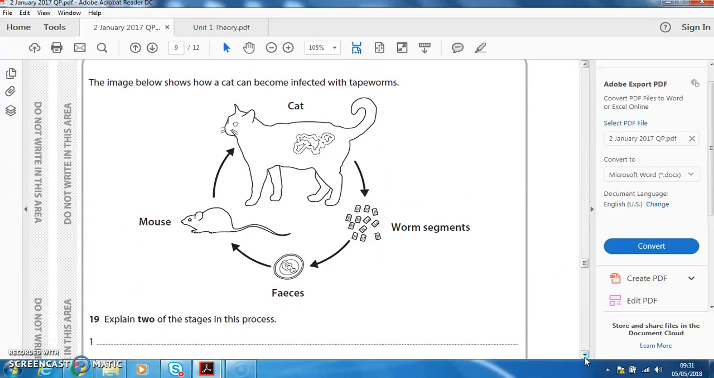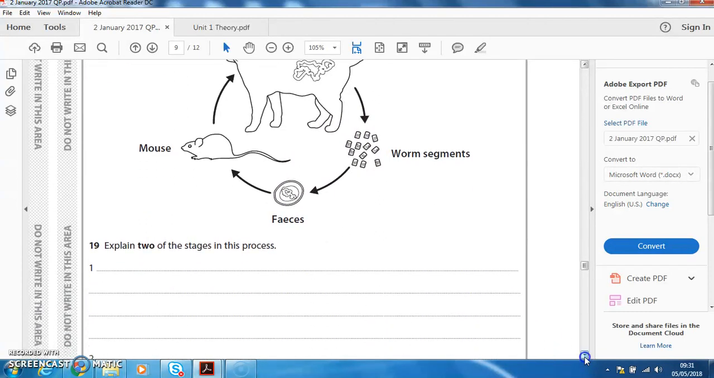How a cat can become infected with tapeworms. Well, it's a circular process. The cat might have a tapeworm. The worm may come out in the feces, and the worm segments in the feces may hatch. So any eggs in the worm segments can hatch in the feces. That's number 1. The worm eggs from the cat can hatch in the feces to make new worms.